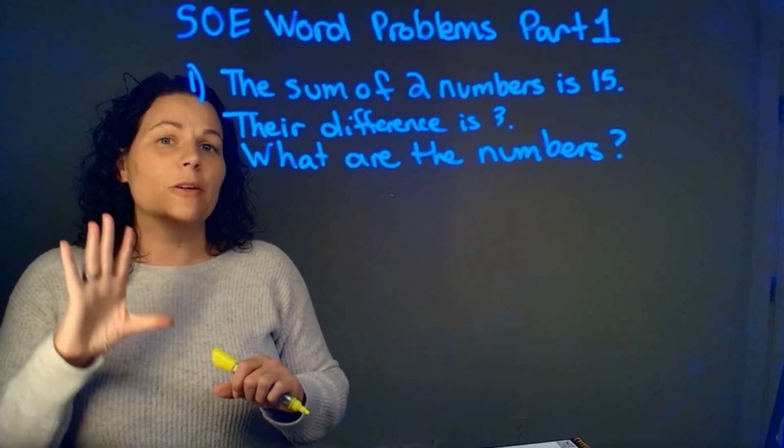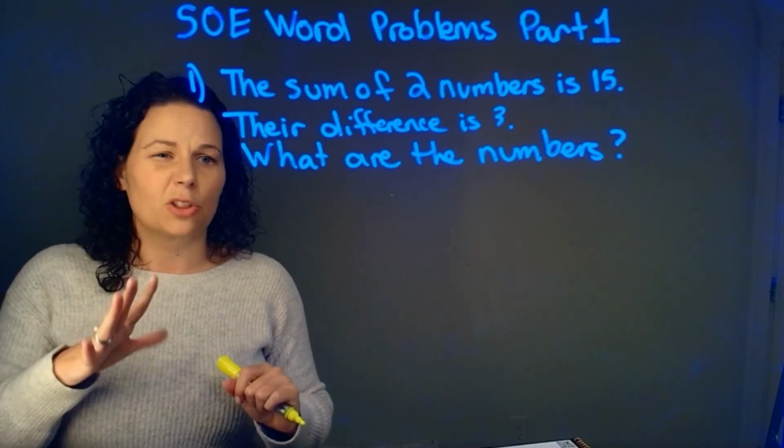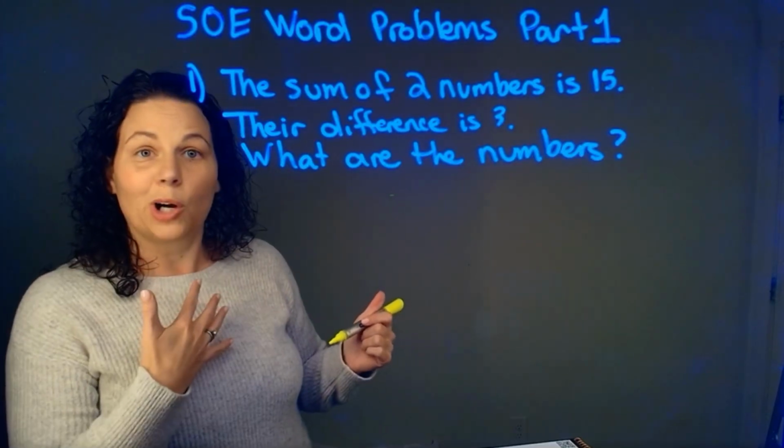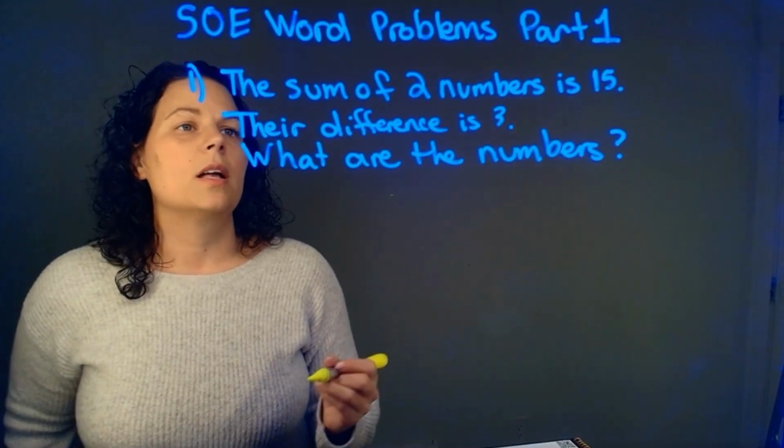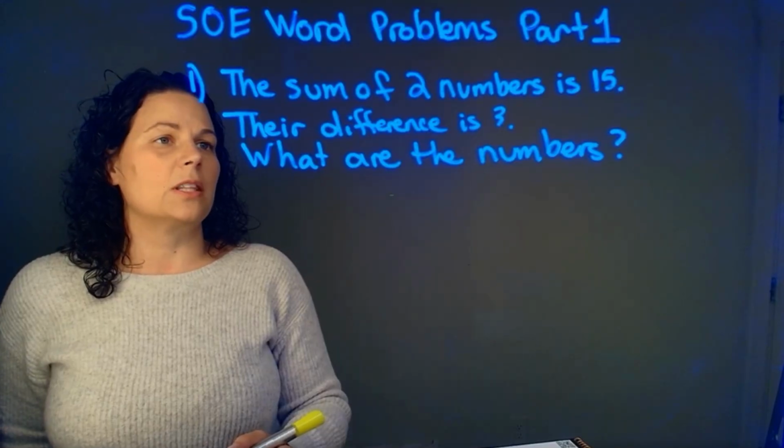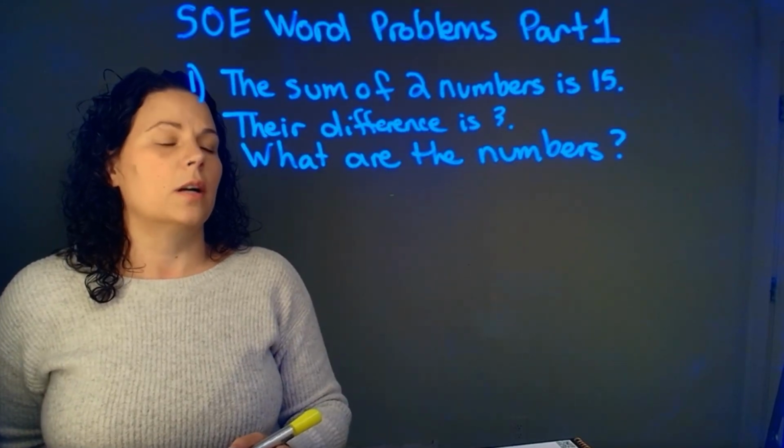So I'm going to do about 2 questions per video, maybe 3, and we'll just do as many parts as it takes to get through all of my examples. Alrighty, number 1. The sum of 2 numbers is 15. Their difference is 3. What are the numbers?